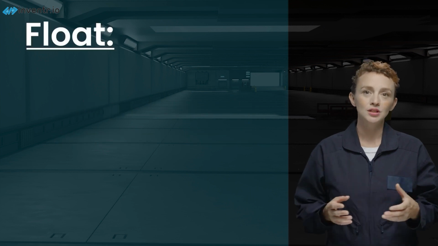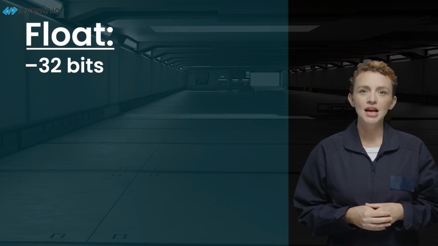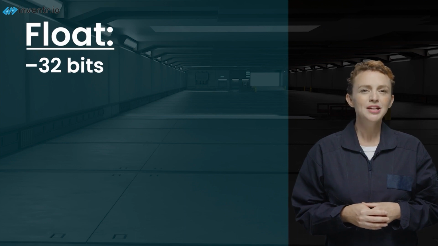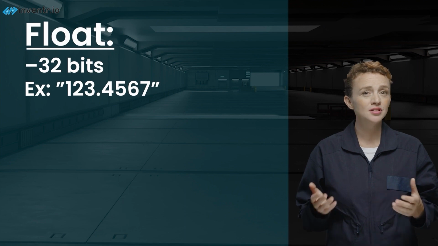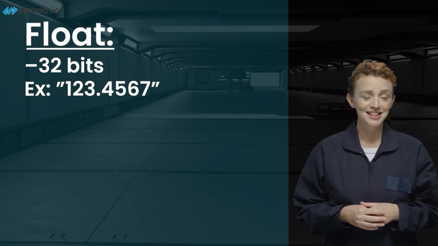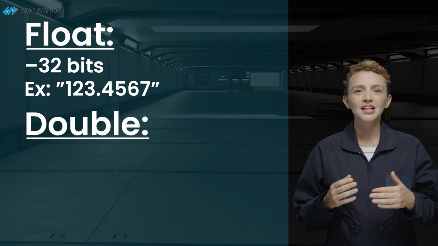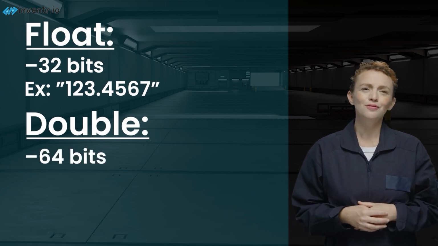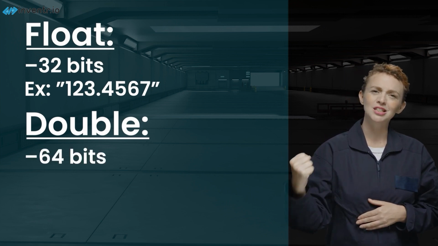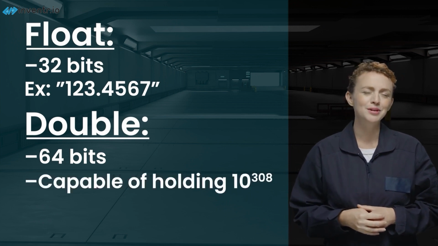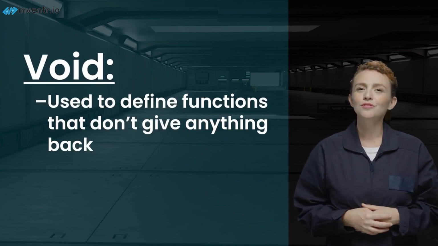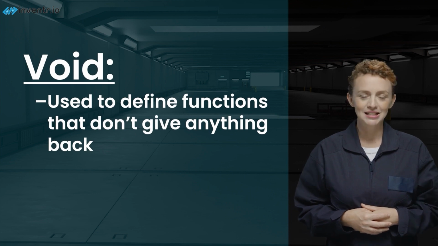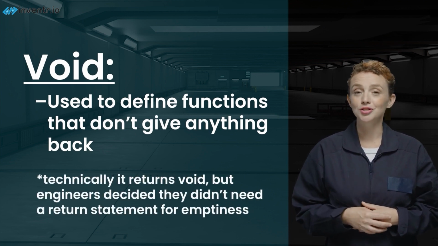Next up, meet float. This one likes to live a bit on the edge, handling decimal numbers with precision. Imagine 123.4567. It has a precision of 7. Not bad, huh? Then there's double. It's a float that hit the gym and got buff. It's 64 bits of power capable of holding values up to a mind-boggling 10 to the power of 308. Veering off from variables, let's shine some light on void. It's what we use when we're defining functions that don't give anything back. We'll dive deeper into creating our own functions soon enough.